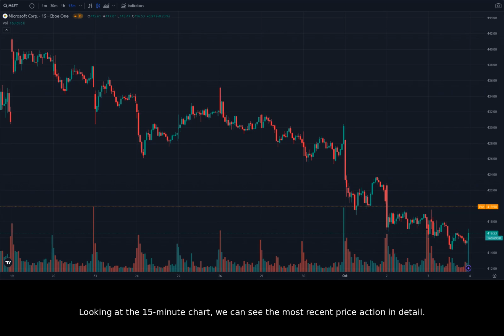Looking at the 15-minute chart, we can see the most recent price action in detail. Over the past few days, the stock has been consolidating between the $415 and $425 price levels. This sideways movement suggests indecision in the market, with neither the bulls nor the bears having a clear edge. Traders will be looking for a breakout in either direction to establish a clear trading strategy. A break above $425 could signal a short-term rally, while a break below $415 would suggest a continued decline.